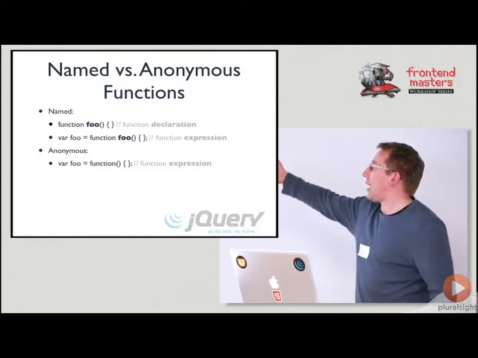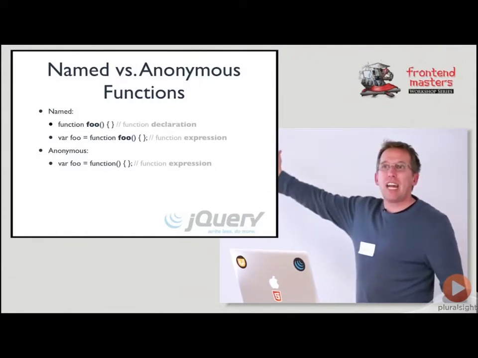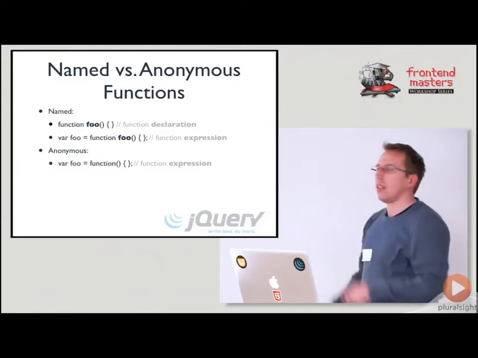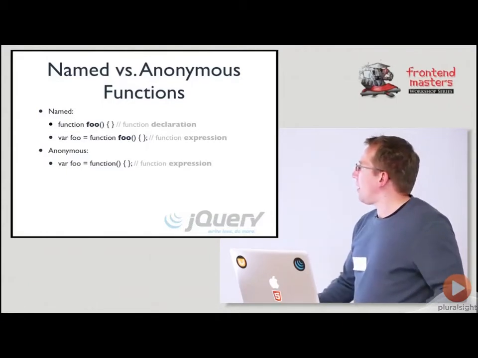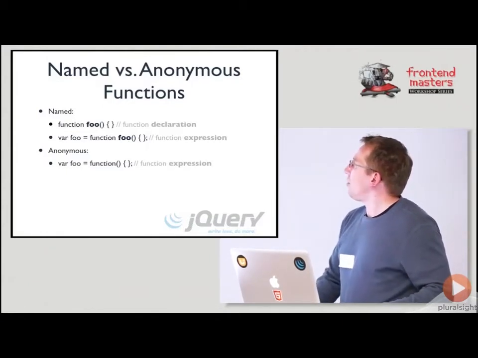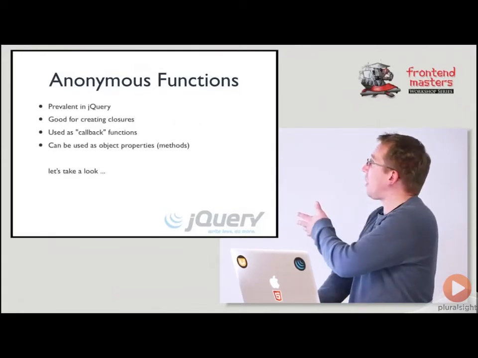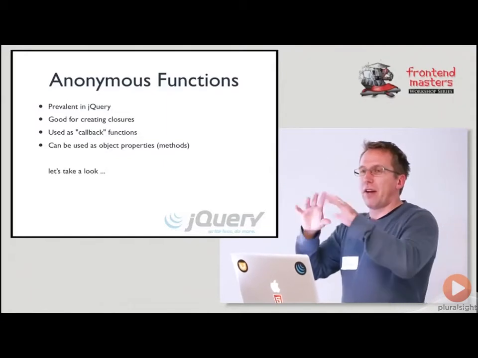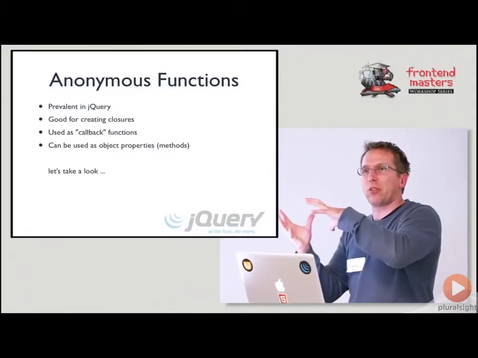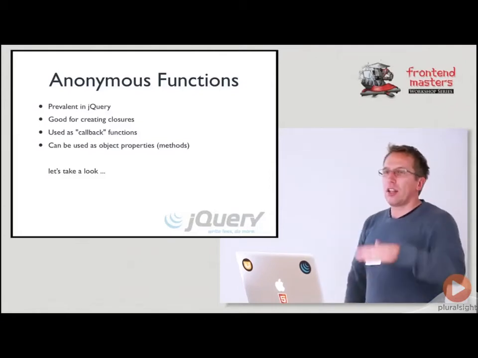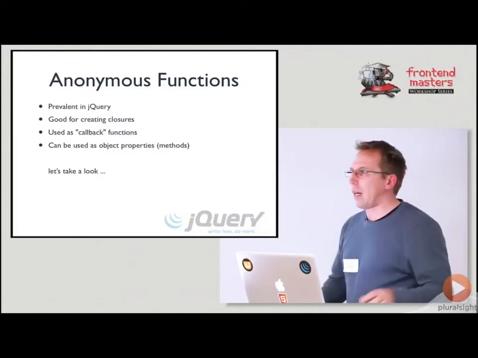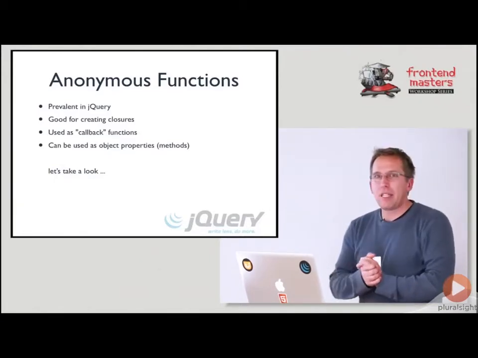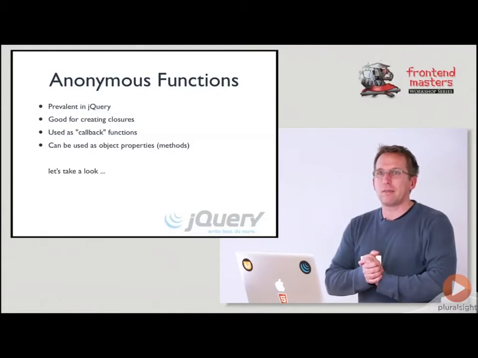In the third one, we have this function that doesn't have a name, because functions are named by putting something after the keyword function. And yes, it happens to be anonymous. OK, so anonymous functions are prevalent in jQuery. They're nice for creating closures. We'll talk about that. That's where you can contain variables so that they're not colliding with other variables of the same name elsewhere, right? They're used as callback functions in jQuery, and they can be used as object properties, okay?